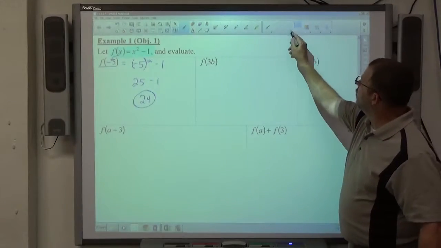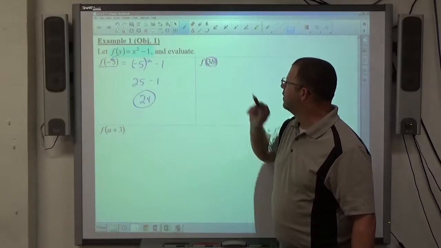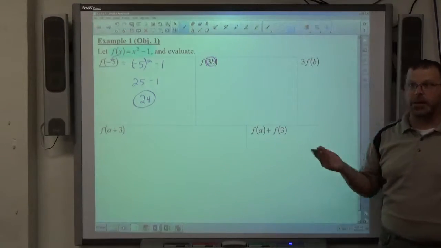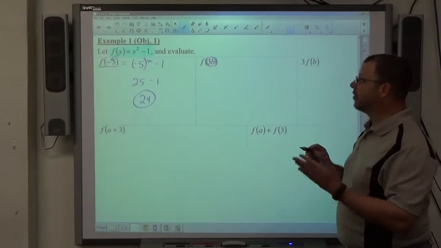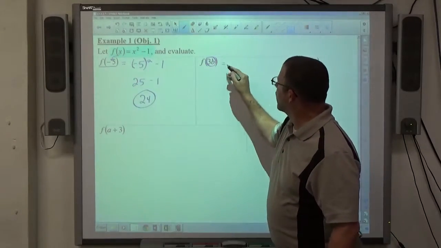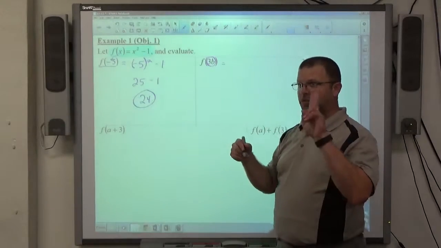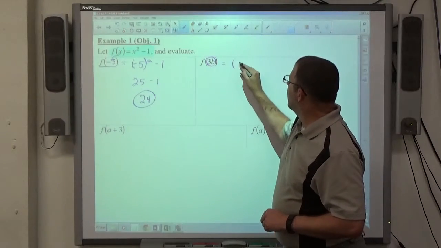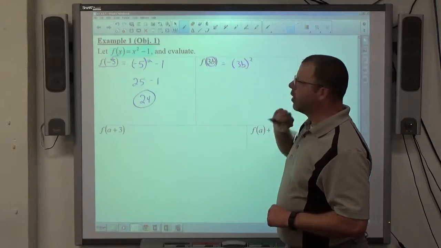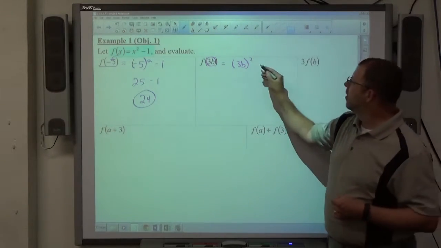Now, if the x gets changed to an algebraic expression, in this case 3b is algebraic, it has a b in it, we're going to do the same idea. We're going to go to function f, which is x squared minus 1. We're going to change x into 3b, 3 and b, two factors. I have to put 3b in parentheses to make sure both the 3 and the b are being raised to the second power, minus 1.